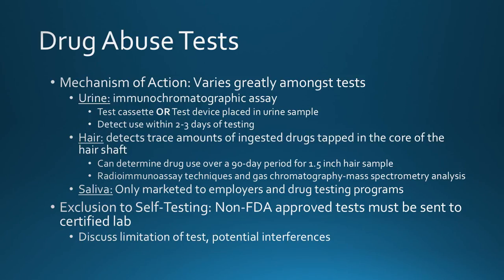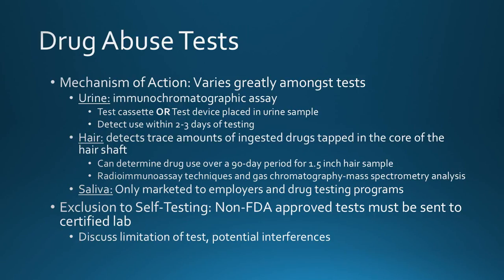Hair tests are going to detect trace amounts of ingested drugs that have been trapped in the core of the hair shaft. So these are better for persons that you suspect of long-term chronic drug abuse. They can determine drug use over a 90-day period from just a 1.5-inch hair sample. These have different testing mechanisms of immunoassay and gas chromatography. Then there's a third form, saliva, but these are only marketed to employers in drug testing programs, so they're not something you can get over the counter for a parent or a potential small business.